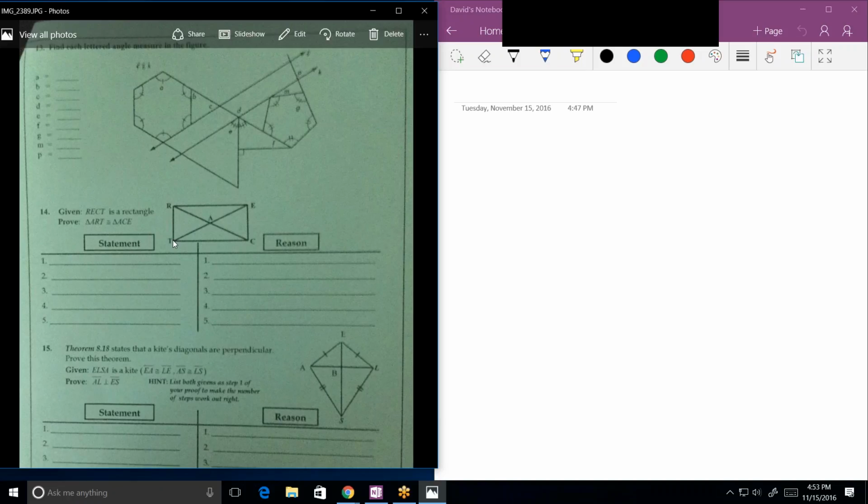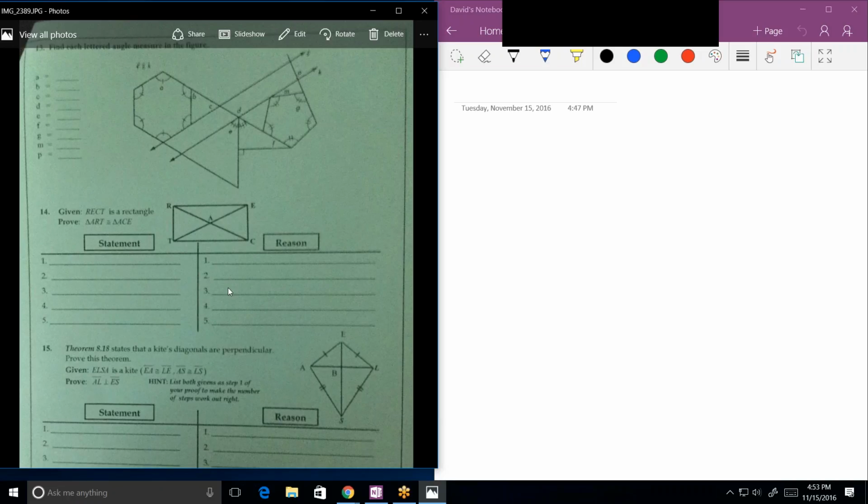Yep. How? Because diagonals of a rectangle bisect one another. That's what makes AE congruent to AT. Okay. So line 3 would be AT is equal to AE. Why? Because diagonals of a rectangle bisect each other.